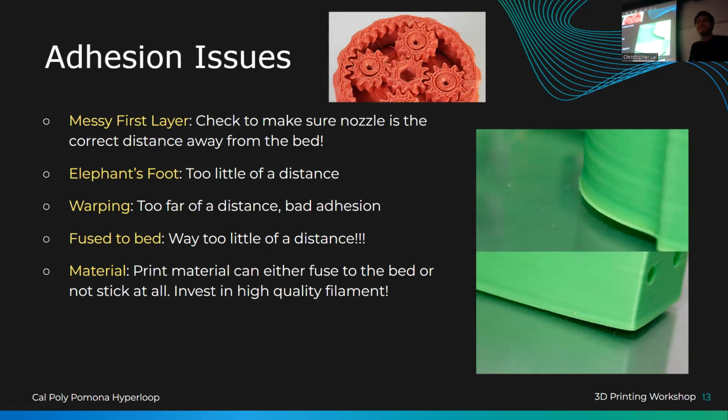Yeah, it does happen. So if your print does not stick to the bed, it's either because it's too close or too far, and it can be any one of these issues. You can have a messy first layer, elephant's foot, warping, it can be fused to the bed, or your material can be bad. If you print with really old PLA, which has an expiration date by the way, it's snappy if it's old, so it might not print as well. All plastics have an expiration date. In fact, some plastics have a much faster expiration date than others.